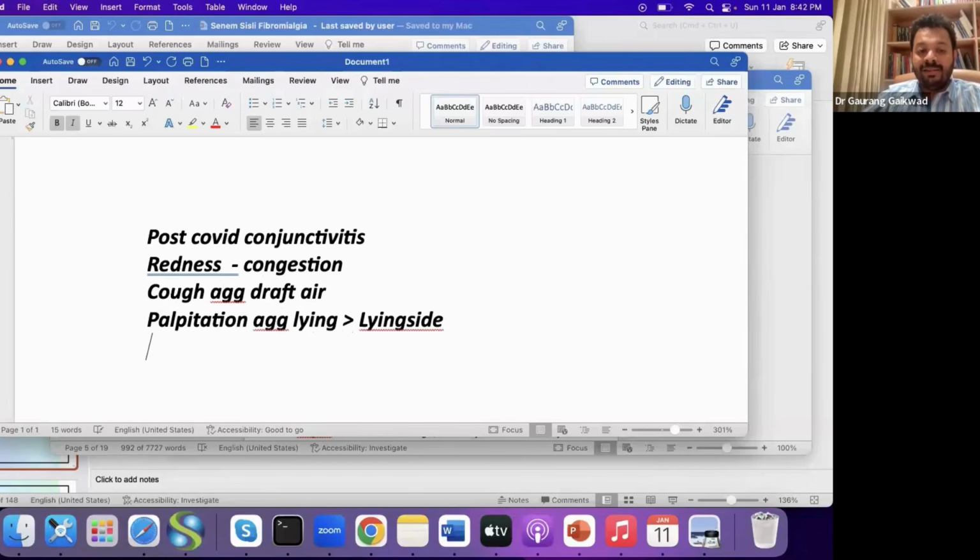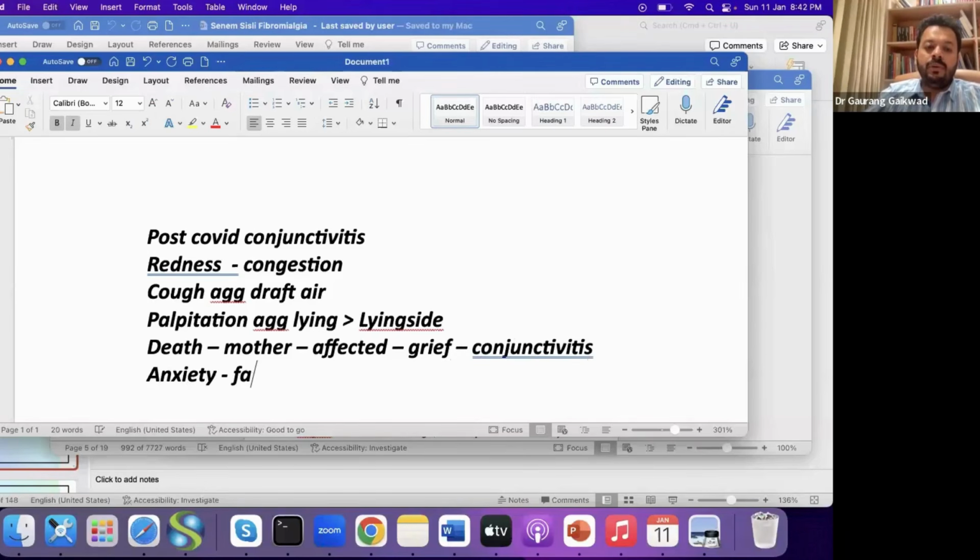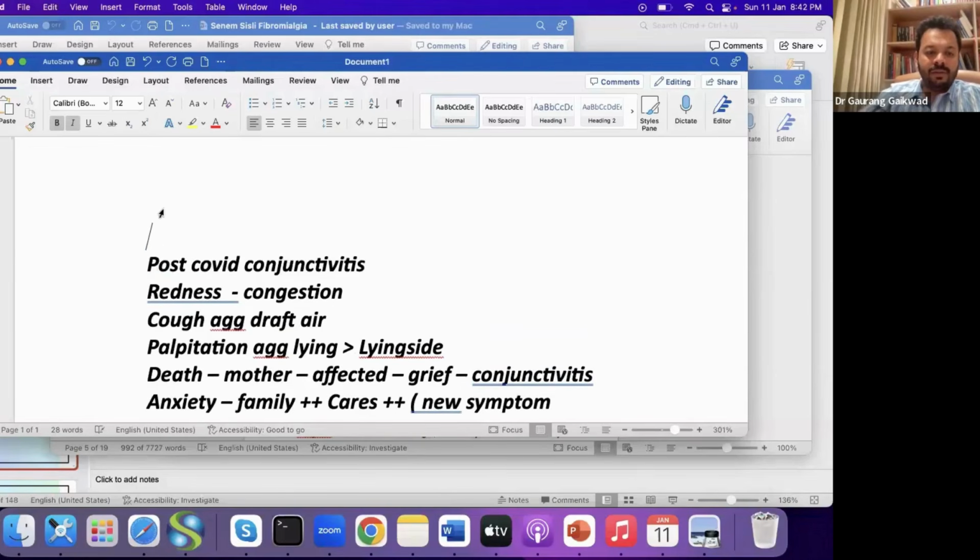And when we understand her mind state, there are two or three which are important. One is the death of the mother was a strong exciting factor that affected her a lot. There was a lot of grief, and then actually the conjunctivitis and everything started. And second is there's a lot of anxiety about the family, extreme cares about them. This is a new symptom. This was not there before. So this is what we can call, as Master Tyler would say, the symptom complex.